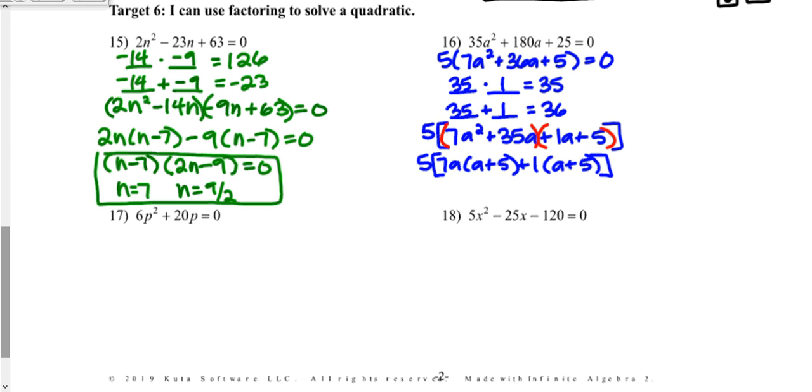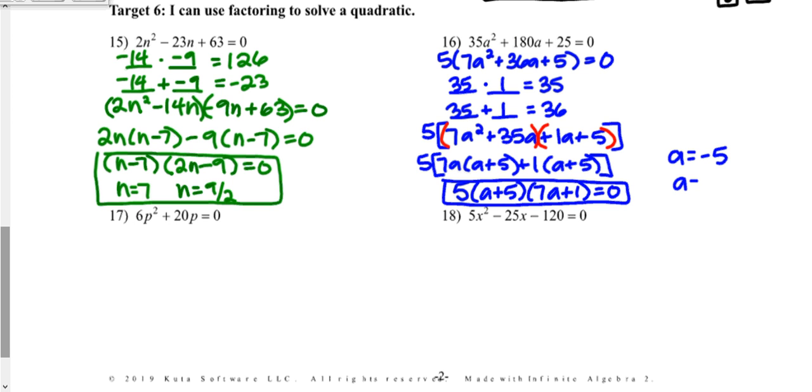I did this right. So my final factored form would be 5, don't forget that common factor, a plus 5, and 7a plus 1. And then I'm going to set those equal to 0 and solve. So I would get a equals negative 5, or a equals negative 1 over 7 if I solve both of those equations.